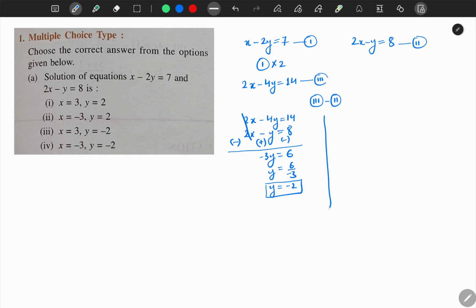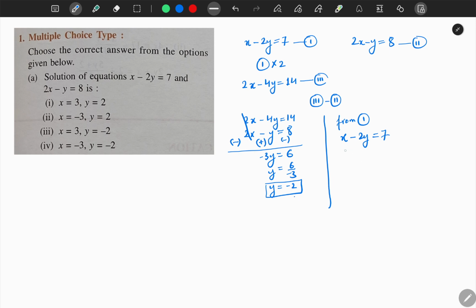Now using this value y equals minus 2, if I substitute in any one of these three equations, be it equation 1, 2 or 3, I'll get the value of x. Let's say I want to put it in equation 1. From equation 1, that is x minus 2y equals 7, if I substitute the value of y here, I will get the value of x.